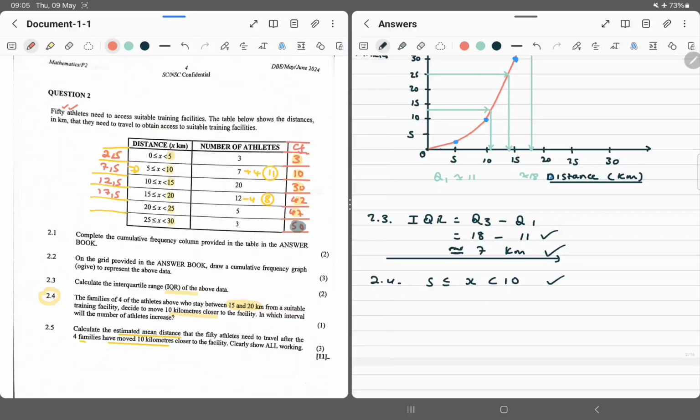And then we do the same thing, 20 plus 25 divided by 2, that's 22,5. Then the last one here, it's 30 plus 25 divided by 2, it's 27,5. This is 22,5 there.